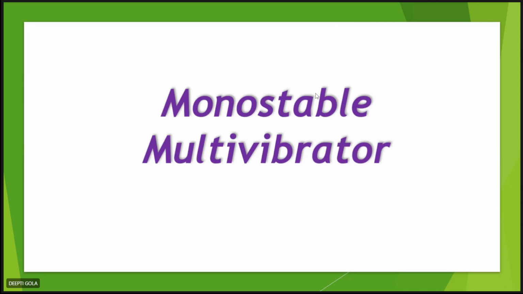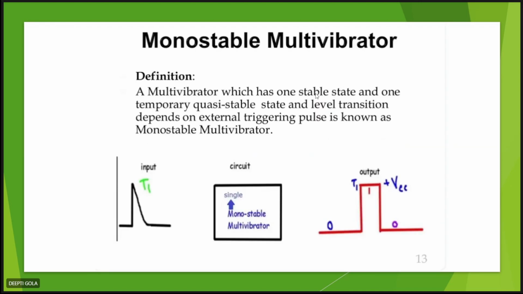Now is the monostable multivibrator. Monostable means there is one stable state. Okay, so this is a multivibrator which has one stable state and one temporary or quasi-stable state. Okay, that is the unstable state, you can say. And level transition depends on an external triggering pulse, and this circuit is known as the monostable multivibrator.